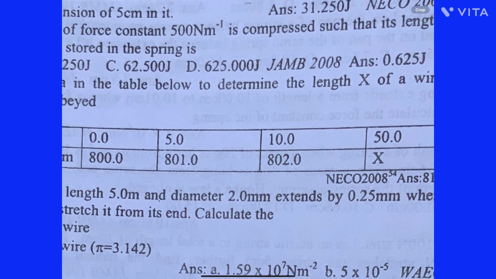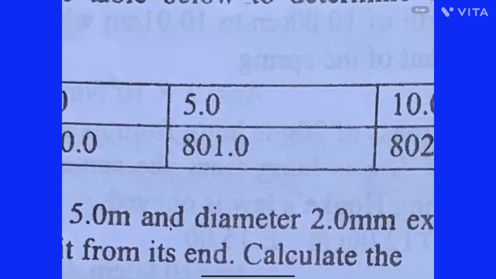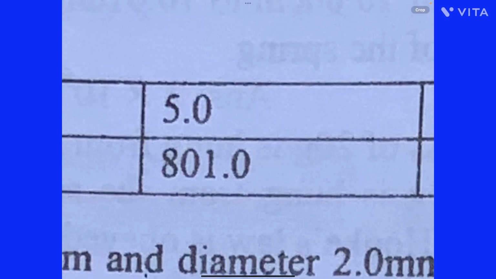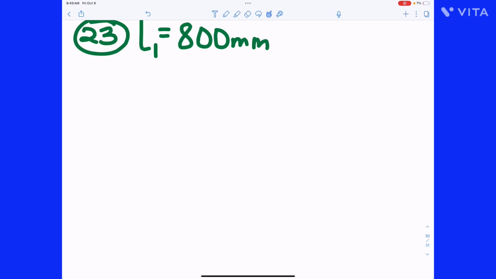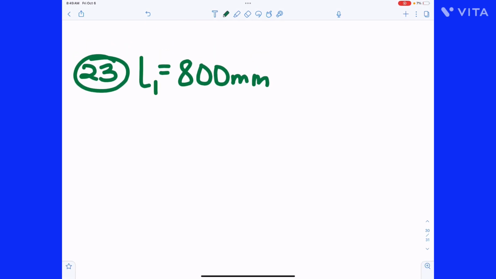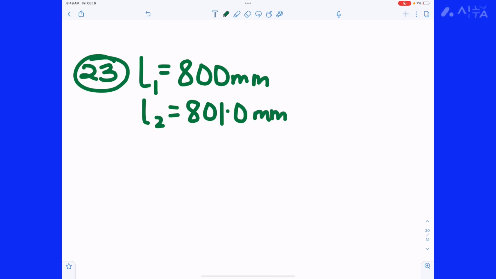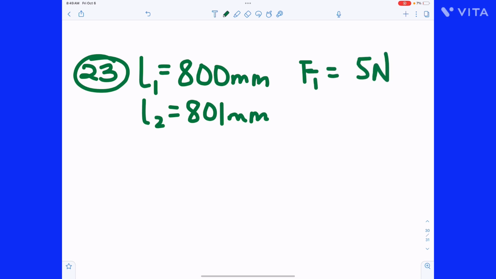Let's now do this. When a force of 5 Newton is applied, its final length became 801.0 millimeters. So let's go ahead and do that. The final length was 801.0 millimeters. Let's remove the 0.0 so we don't make it too long. When the force applied is what? 5 newtons.